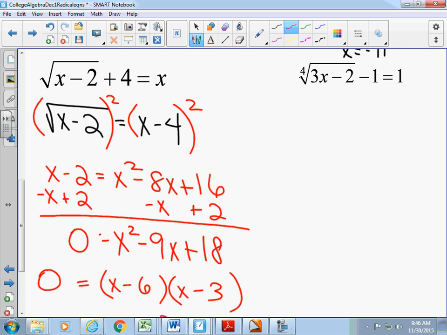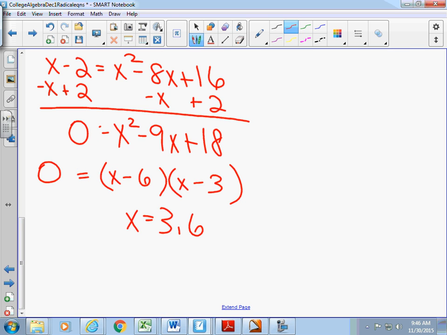The 3 minus 2 is 1. The square root of 1 is 1. 1 plus 4 is 5. Is that equal to 3? No. So a 3 does not work. 6 works. 3 does not.